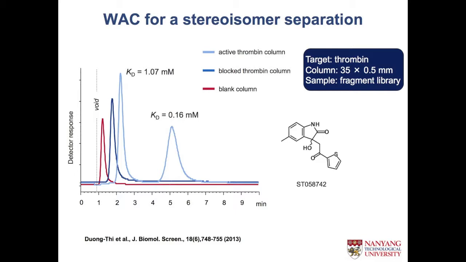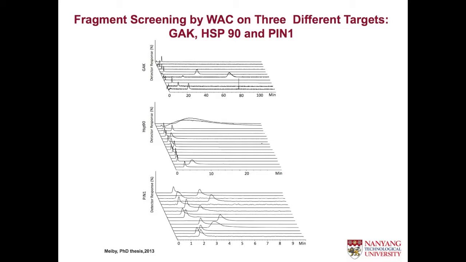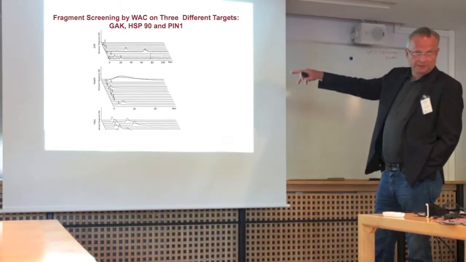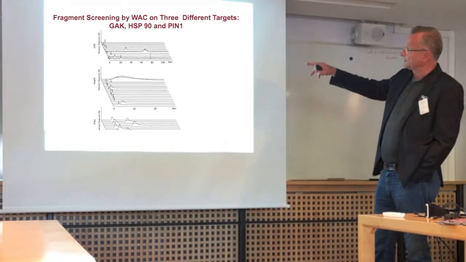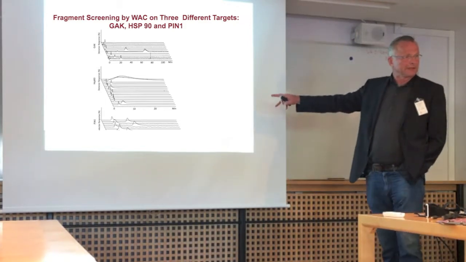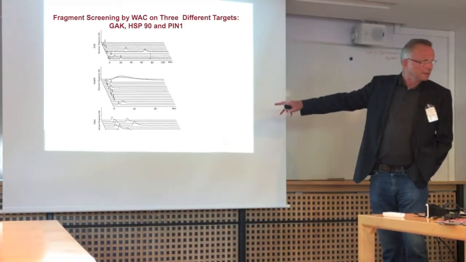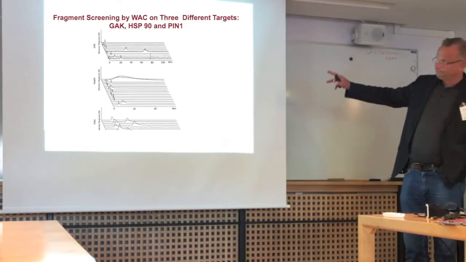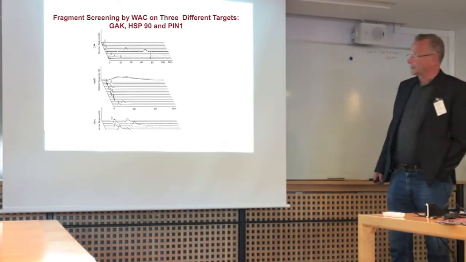So, good example, stereoisomers. And here's one example from Eleanor's thesis, where we actually worked with three targets. One was GAC, a kinase target, and a chaperone, so we did that with Vernalis in Cambridge. And also PIN1, which is a, how do you say, PPI target, if I understand it right. That we also did with Vernalis in England.